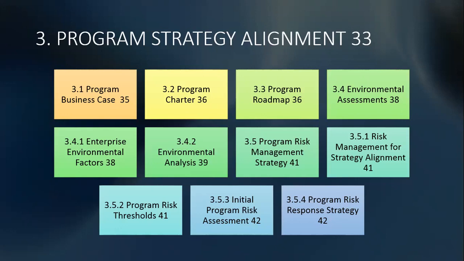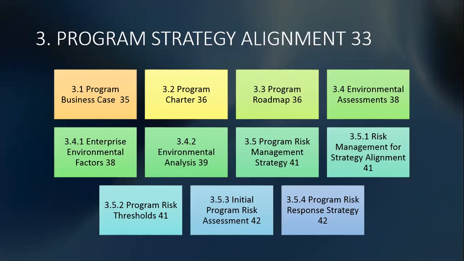But I'm going to give you the 1-minute version of each of these, or should I say the 20-second version. So let's talk about program strategy alignment real quick. This is going to be a lot shorter than chapter 1 and 2. Under this chapter, we have the topics of the program business case, the program charter, the program roadmap, environmental assessments, and program risk management strategy. I'm going to cover these extremely rapid.